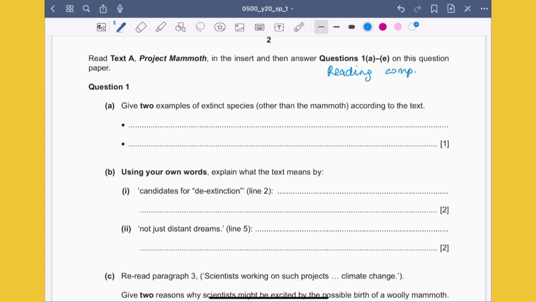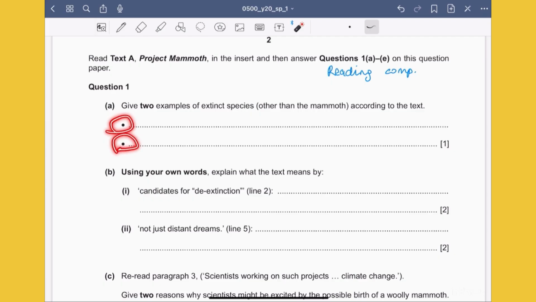Okay, let's have a look at question 1A. Over here, as you can see, it's just a 1-mark question. That means it's a very direct answer, and you don't really have to think too much to find it. It's a very explicit idea. You just have to read the text and find 2 examples of extinct species other than the mammoth that are mentioned in the text. Usually they would mention them very explicitly.